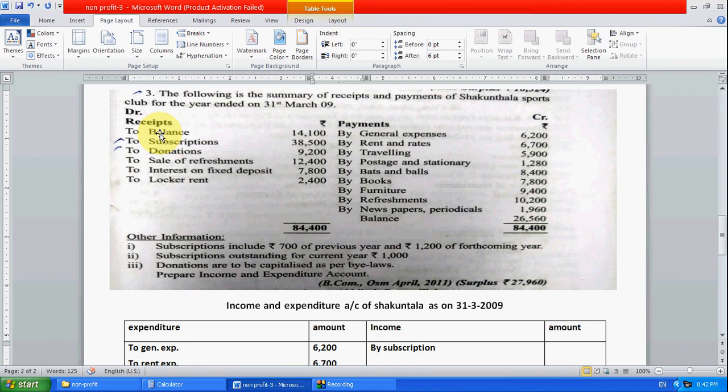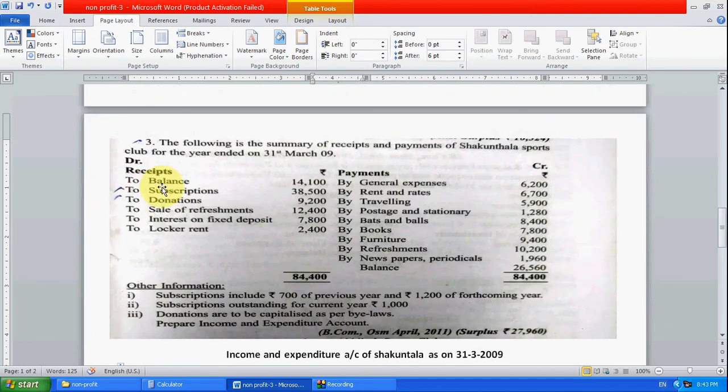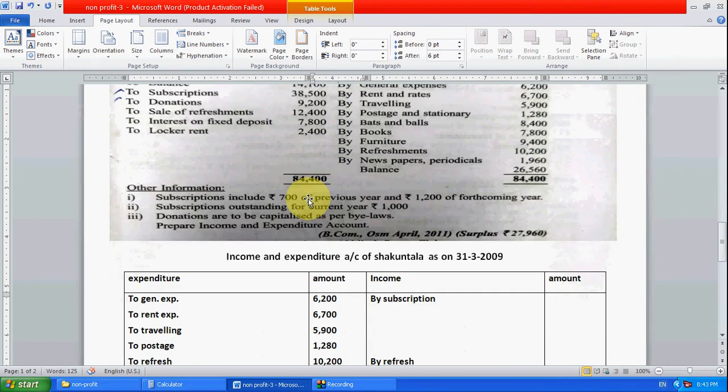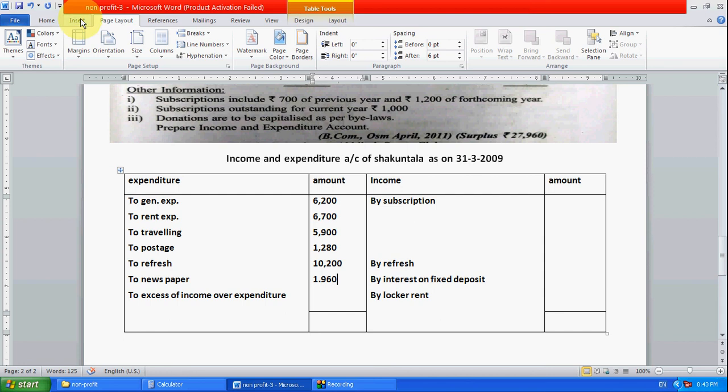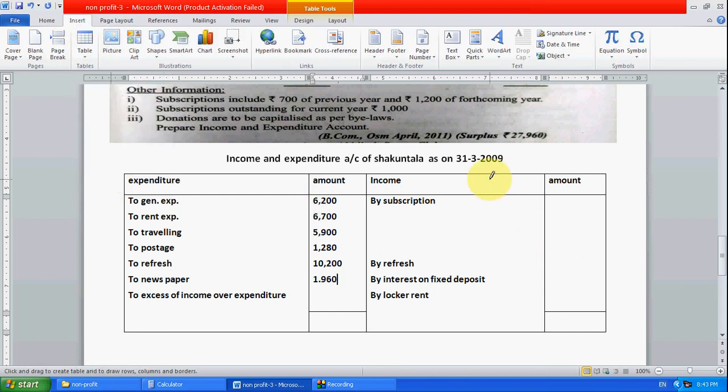Now on the receipt side, all the receipts will come into the income account. These two balances are the cash amount, which will come in the balance sheet only. Subscription 38,500 right here. Before that, we have to create one detail column.